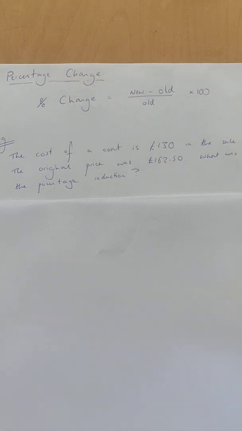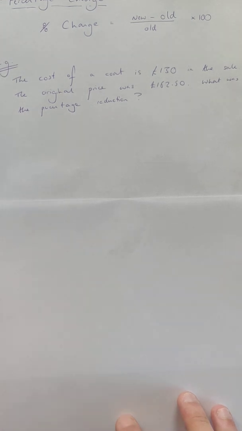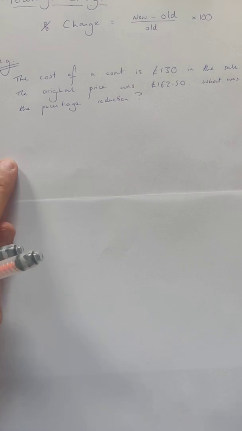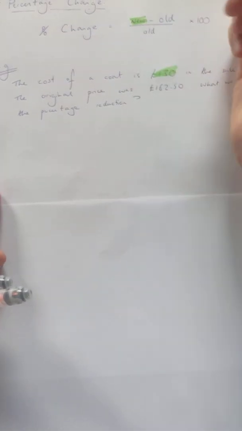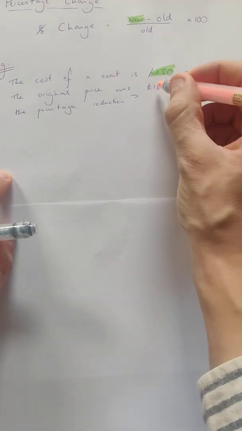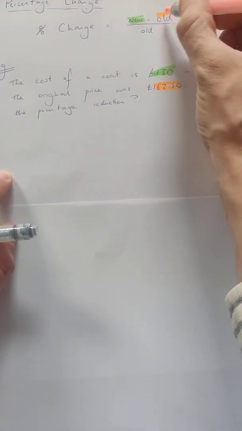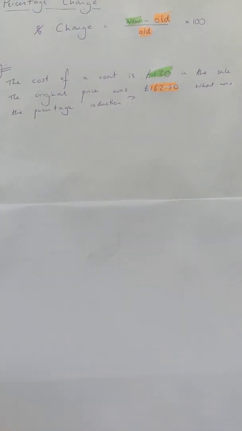Now, as per normal, we need to collect the information from the question before we start. Let me just move this down so I've got somewhere to work. We've got that the cost of a coat is £130 in the sale. That means that's our new value. I've got an original price of £162.50, so that's my old value. It's the new value because it's the thing after whatever change has happened.